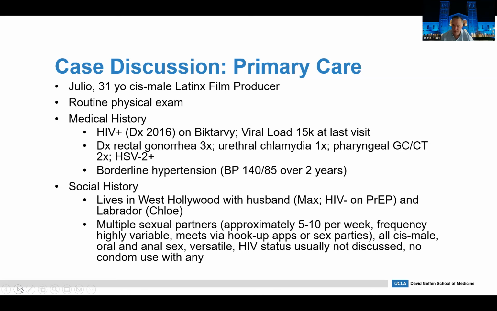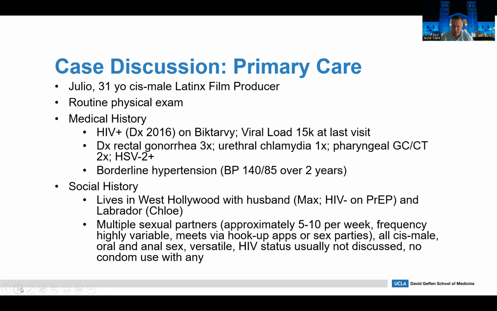He has a history of multiple STIs. He's been diagnosed with rectal gonorrhea 3 times, urethral gonorrhea once, and pharyngeal gonorrhea and chlamydia twice. And he's herpes simplex virus 2 genital herpes positive. His blood pressure is borderline hypertension. His measurements have been consistently 140/85 over the past 2 years, but he hasn't started medication.